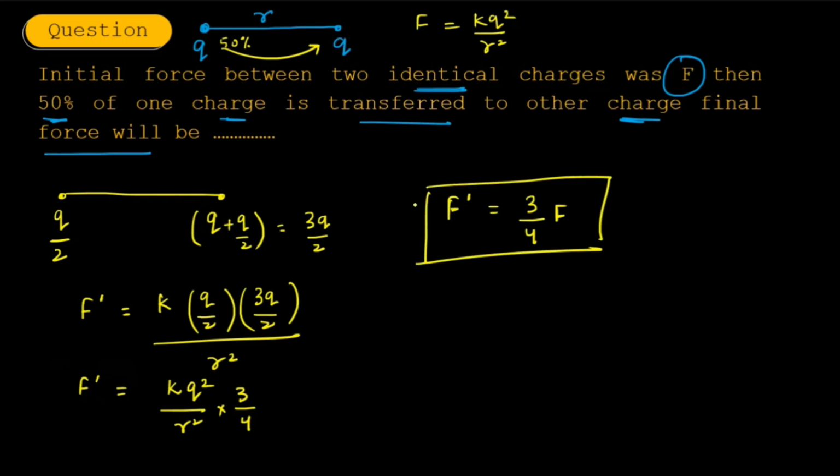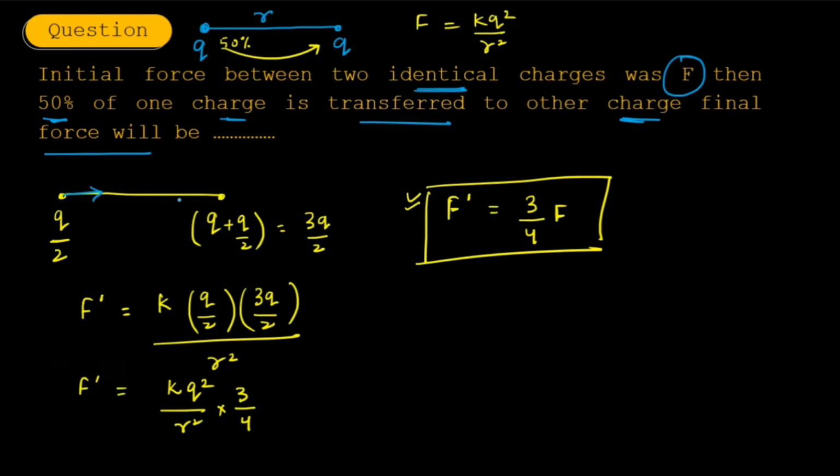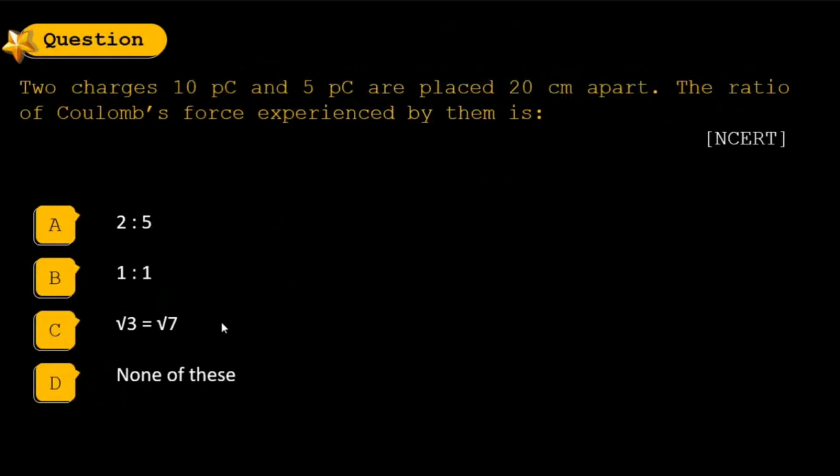This is what will happen to the value of the force when 50% of charge is transferred from one charge to the other charge. Whatever method it is, we don't care about it. But the question says the charge has transferred. So we'll say it will be transferred like that. Does this make sense? Let me know. Let's move to the next question and you'll be able to verify it.